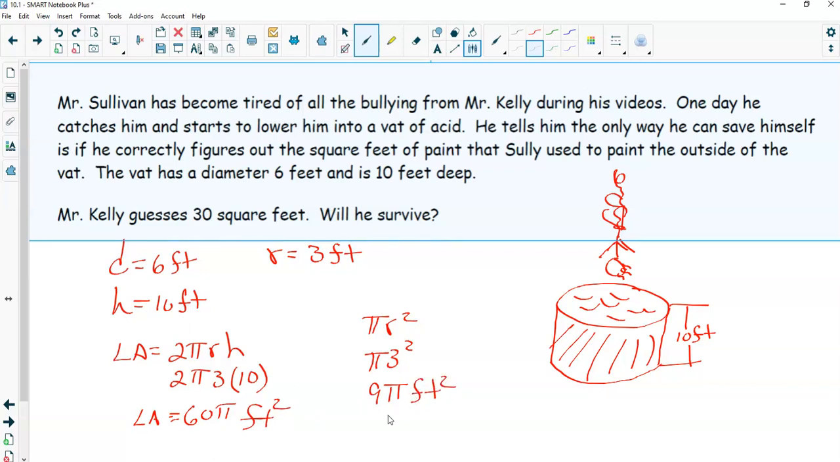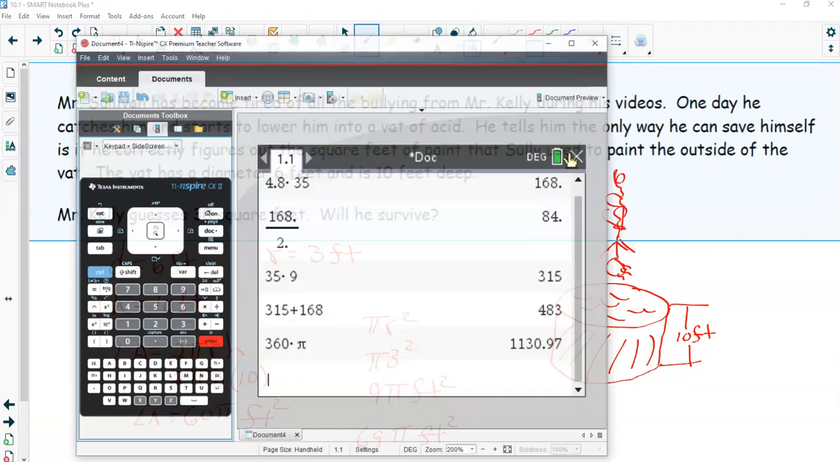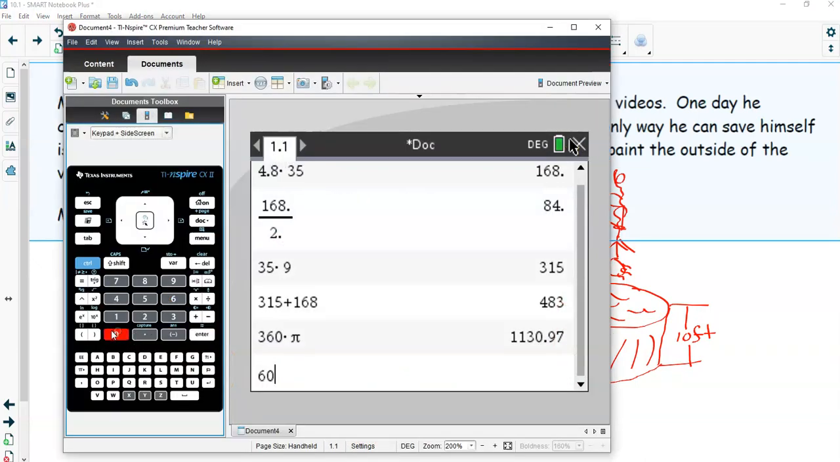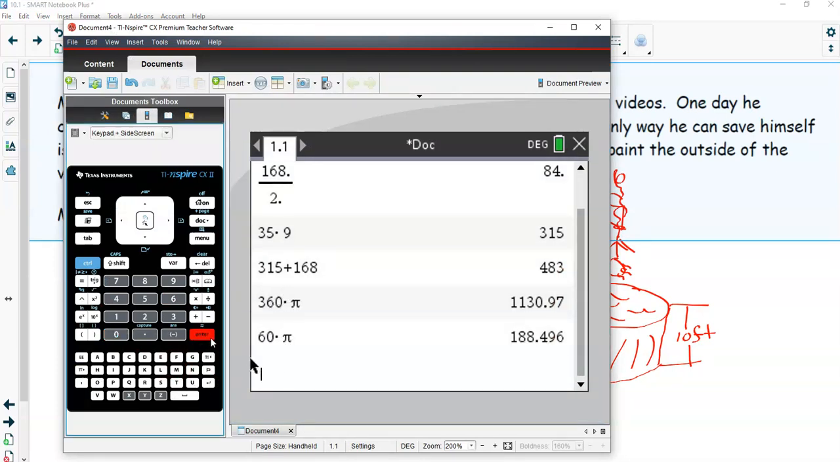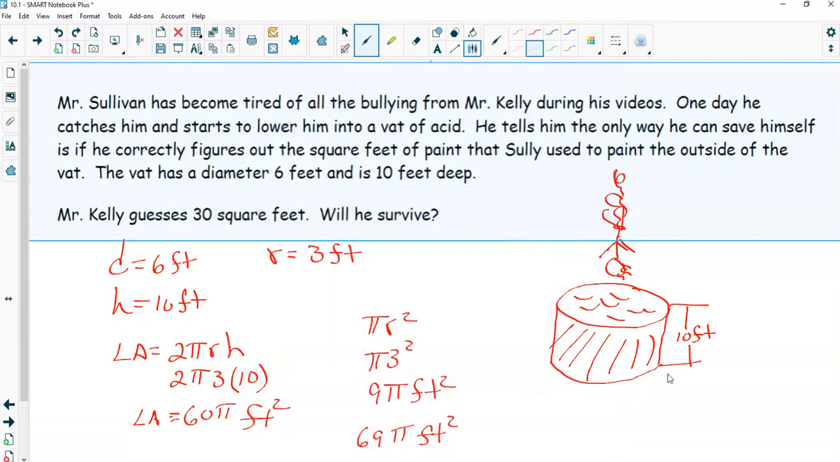So the total that they need to paint is 69 pi square feet. Mr. Kelly guessed that it was 30 square feet. Well, over here, even if he's not painting the bottom, just by painting the lateral area, 60 pi, that's way more than 30 square feet. Look, if I put that 60 pi, enter, that's 188.5 square feet alone, only on the lateral, just to paint.